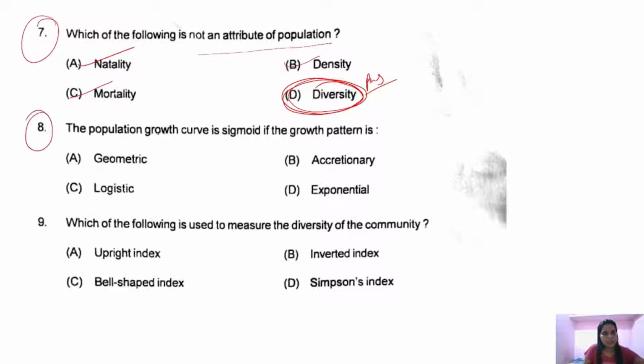Next, question number 8. The population growth curve is sigmoid if the growth pattern is geometric, no.